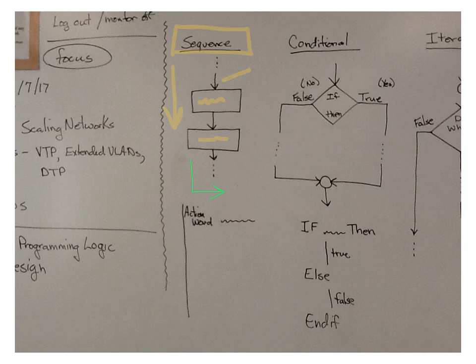In sequence, you have an action word and some command in order for the pseudocode. Okay? Action word, do some, action word, do some. And it'd be a nice straight line here on the edge.